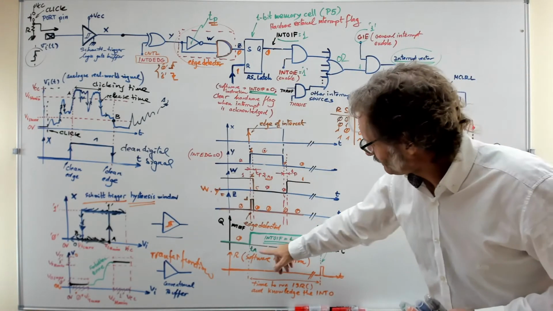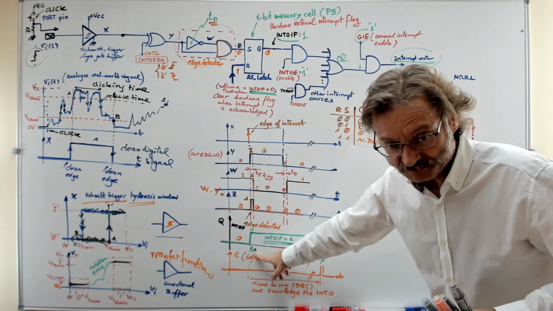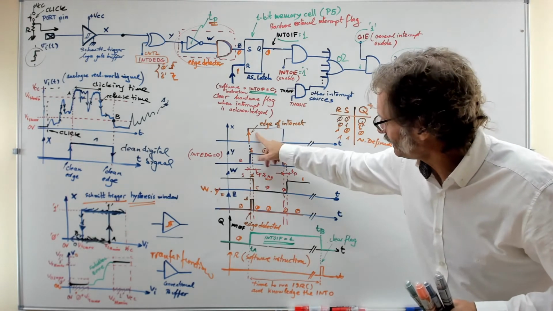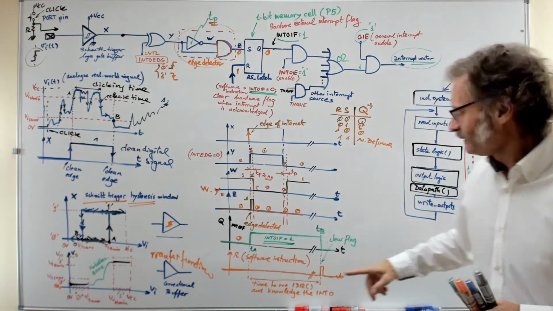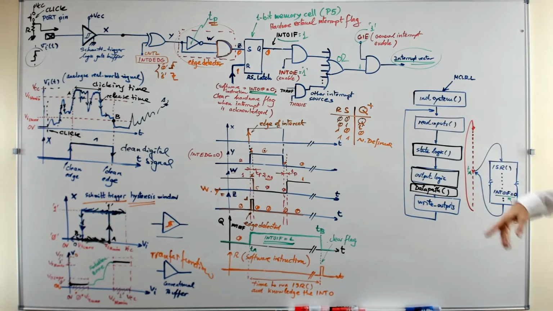So, at this time TA, when the edge of interest just happens, the main loop is running, and anywhere in the loop it's interrupted, just at this time TA. You see? So here is when the interrupt happens. Here is the external interrupt 0 event. And in this case the event is just a rising edge. This is what you have here.